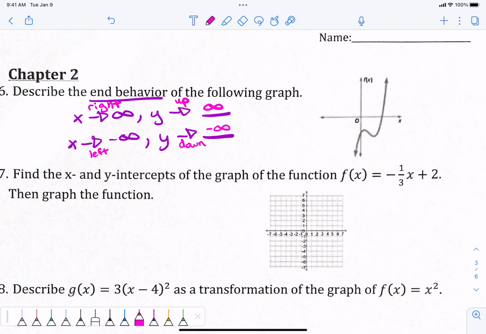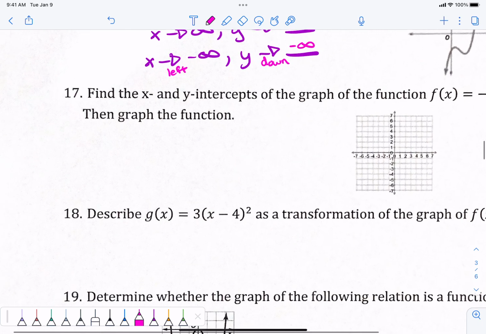Okay. Alright, go. Find the x and y intercepts. Let's do the x intercepts over here.